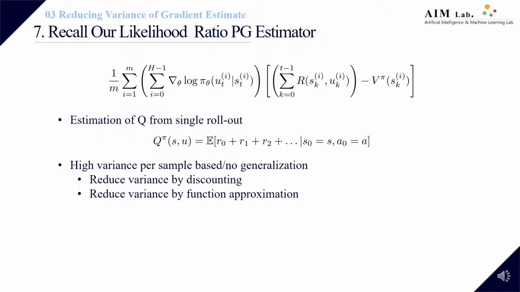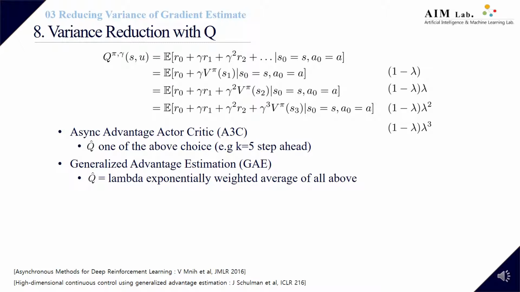Now, let's recall our likelihood ratio policy gradient estimator. This term, the sum of the rewards, can actually be viewed as an action value function, which is Q. Estimation of Q from single rollouts like this also gives us high variance. Therefore, we use discounting gamma or function approximation to reduce the variance. So the top equation is an action value function with discount factor.